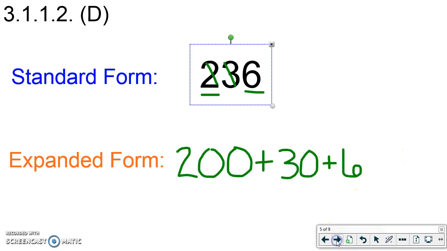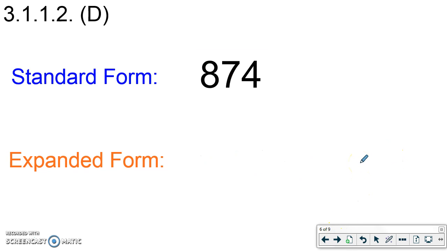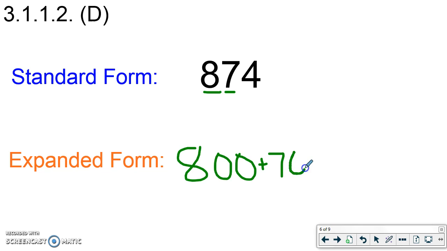All right, erase. Another 3-digit number. Pause the video as you write this in expanded notation. All right, here we go. 800 plus the tens place of 7, so 7 tens is 70. Plus the ones place, there's nothing behind it, so it's just going to simply be 4. 800 plus 70 plus 4.